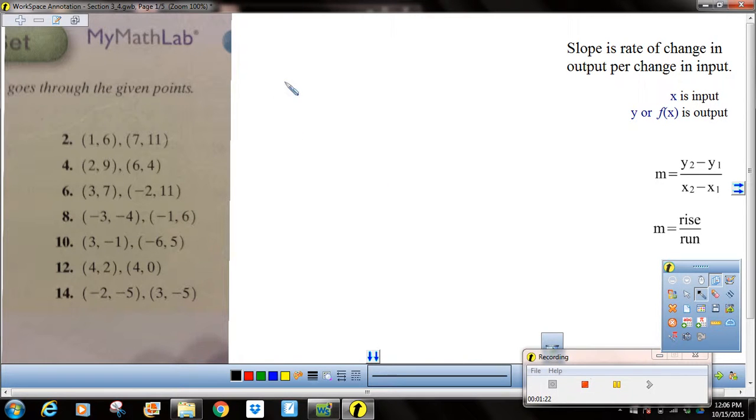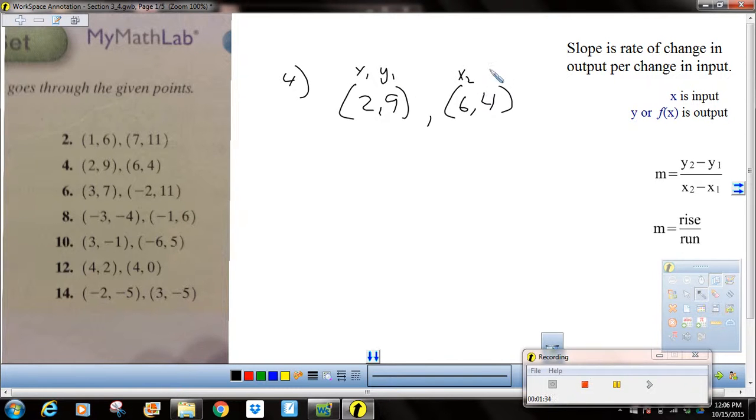Number 4. 2, 9, 6, 4. Slope is y2 minus y1 over x2 minus x1. It's negative 5 over 3.